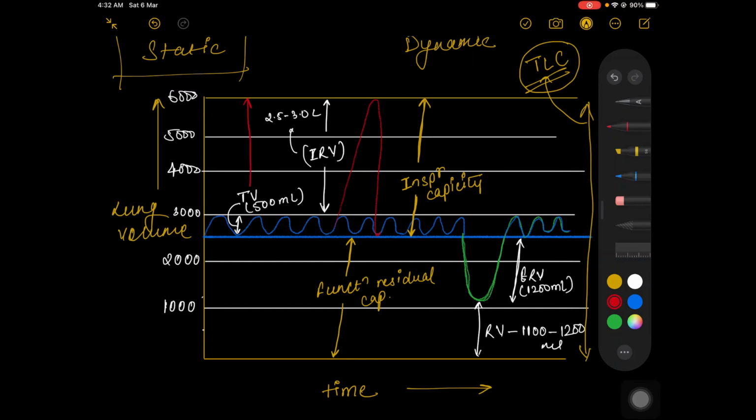What is VLC? VLC is basically vital lung capacity. VLC is inspiratory reserve volume plus tidal volume plus expiratory reserve volume, or you can also say that vital lung capacity is equal to total lung capacity minus residual volume. Okay, so this was all about the lung volume and capacities.